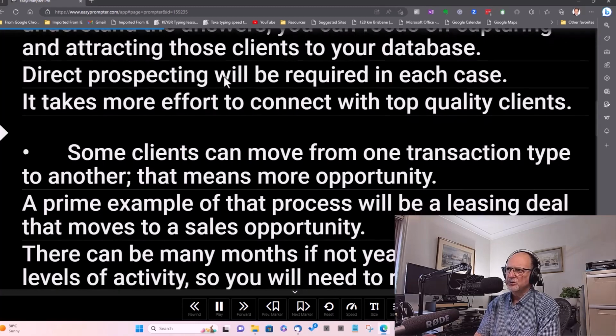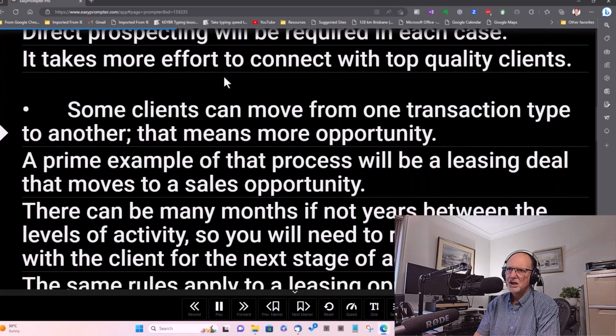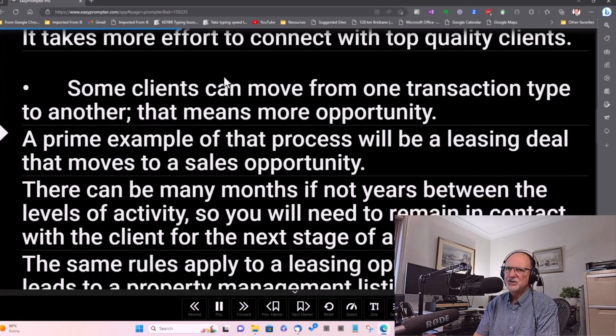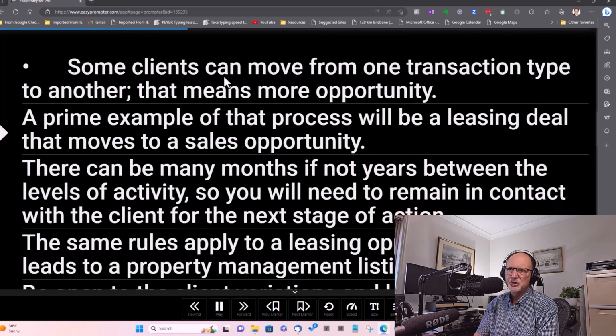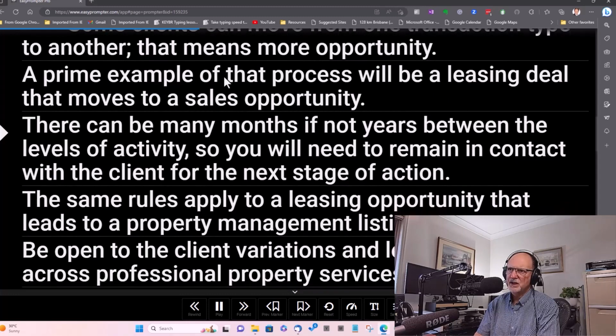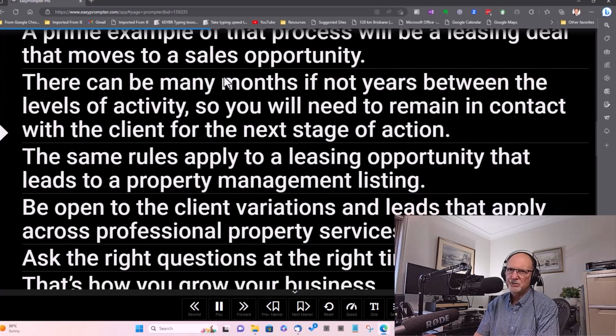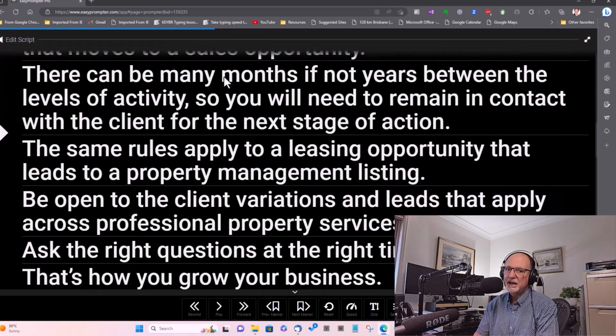Now, some clients can move from one transaction type to another. That means more opportunity. A prime example of that process will be a leasing deal that moves to a sales opportunity at some stage in the future. Wouldn't that be nice? There can be months, if not years, between the levels of activity. So you'll need to remain in contact with the client for the next stage of action. When will they need you again? Selling, leasing, buying. Think about it. That's why you need only a small number of VIP clients. If you're staying close with them, you'll actually get somewhere frequently.